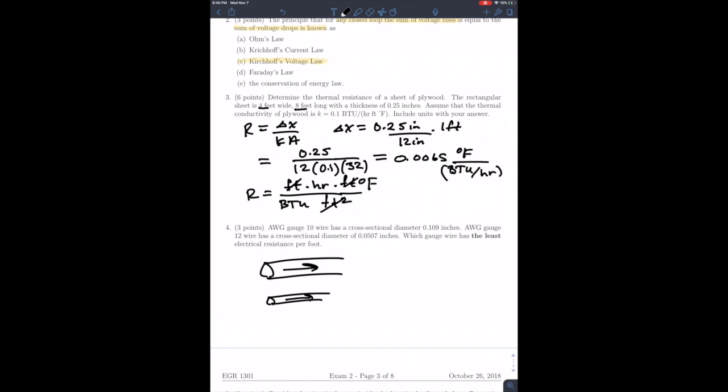So the least resistance is the one that has the largest diameter. So that would be AWG 10. Okay, so there are the solutions to the first 4. I'll do other video solutions to the remaining problems.